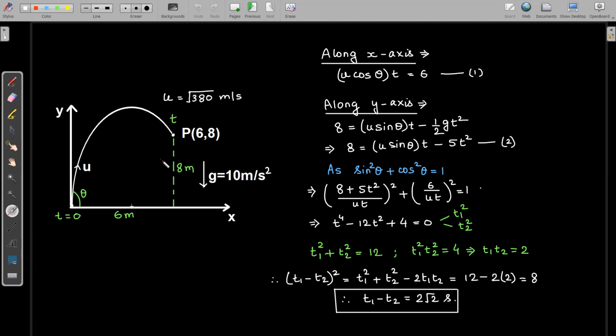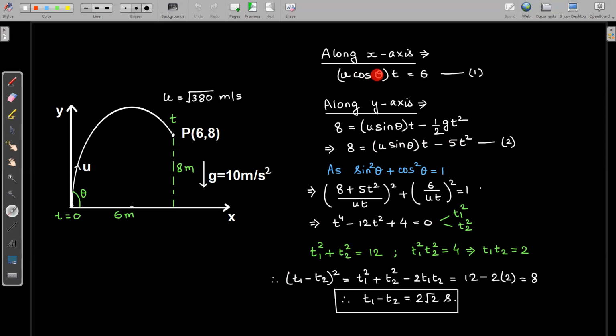In the vertical direction, we are using the equation s equal to ut plus half at square. The displacement of the particle in y direction is 8. Initial velocity in y direction is u sine theta, so 8 equals u sine theta into t minus half g t square. I have replaced the value of g as 10 in this equation. So this is our second equation.